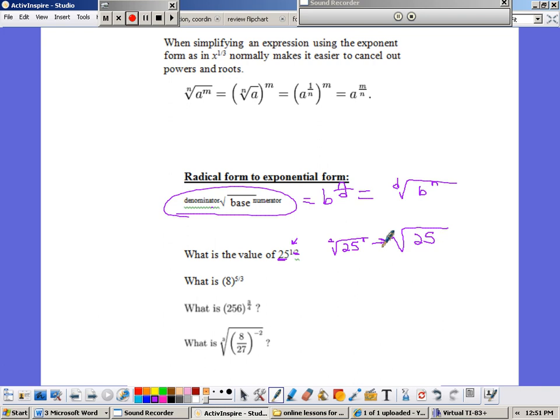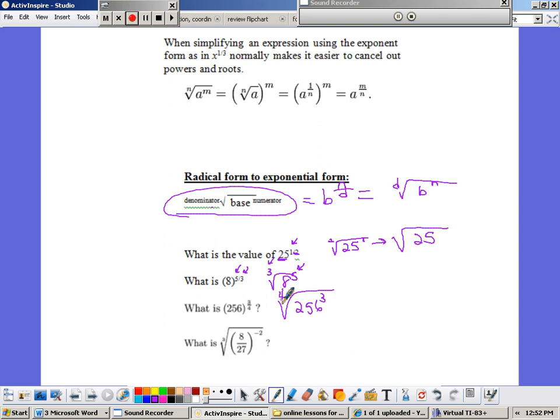We need to be able to go back and forth. Okay, base is 8, numerator is 5, index is 3. Numerator, denominator. Denominator goes at the index, numerator goes inside as the exponent. Base is 256. Numerator's 3, denominator's 4.